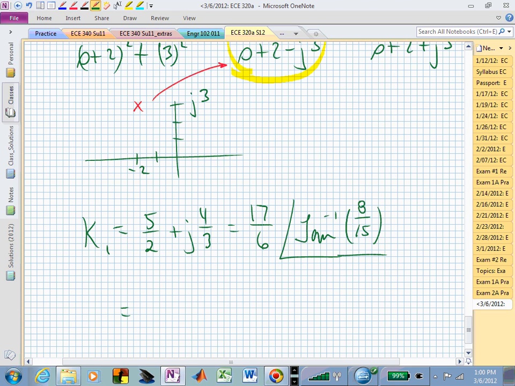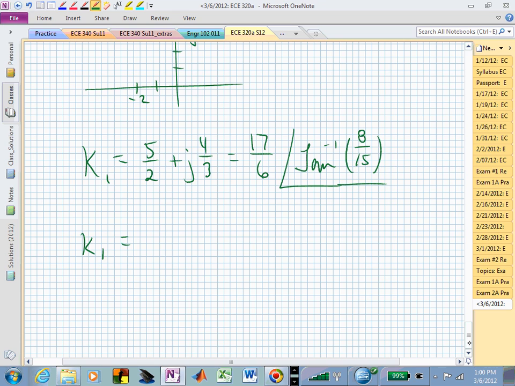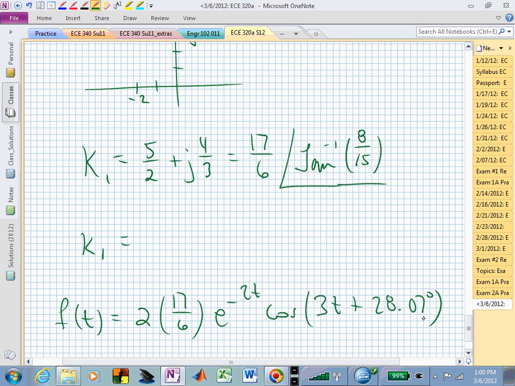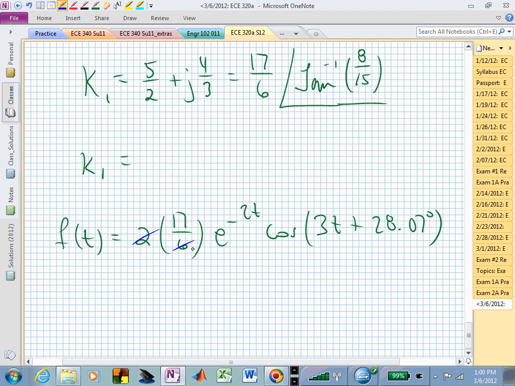And this is actually half the length that we had before, because now f of t is 2 times 17 over 6 e to the minus 2t cosine of 3t plus that angle, which ends up being 28.07 degrees. And this becomes then this 17/3, which was the 5.67 that we had before. Hopefully that's okay. Question?